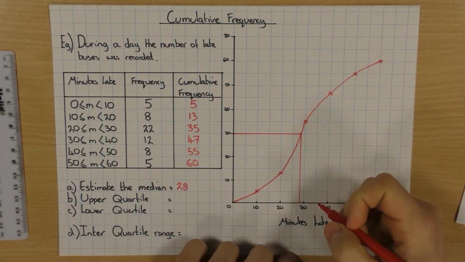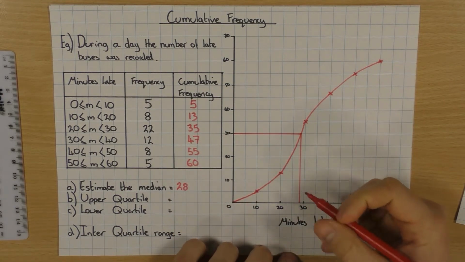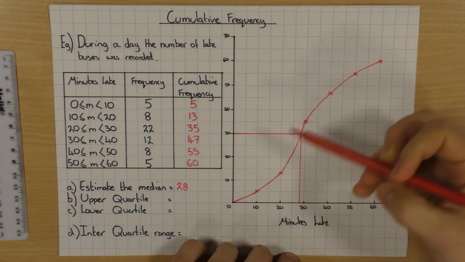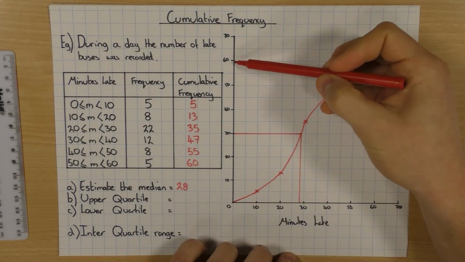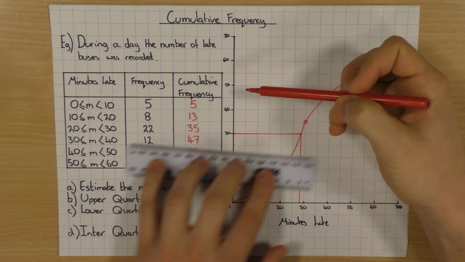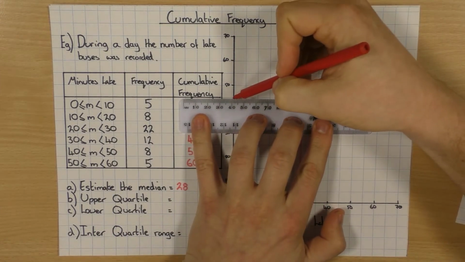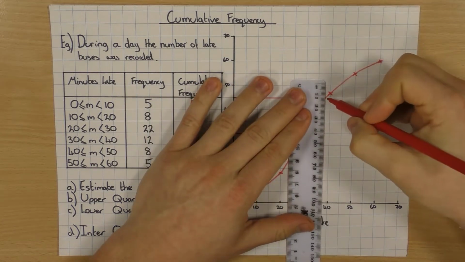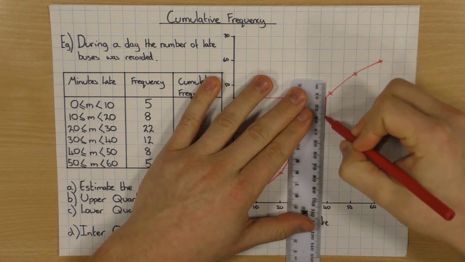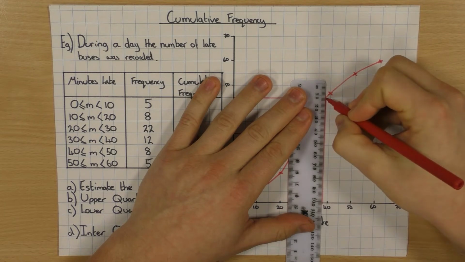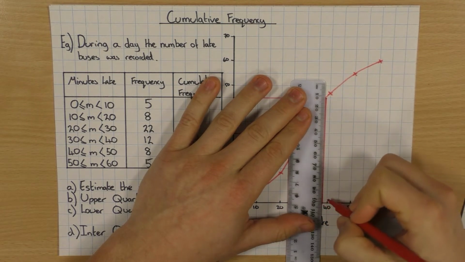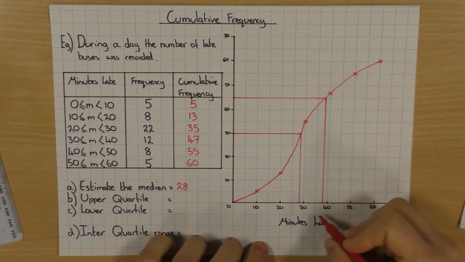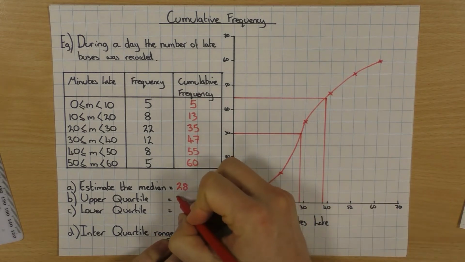Now the upper quartile is 3/4 of the way up. So if the total is 60, 3/4 would be 45. And it's exactly the same thing. So from 45, going across, and then going down, as you can see there. Make sure you draw these lines on, because again it's part of your working, and I'm going to say that's 38.